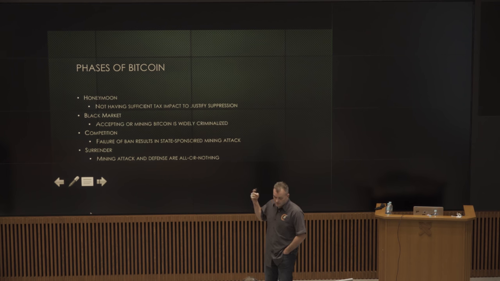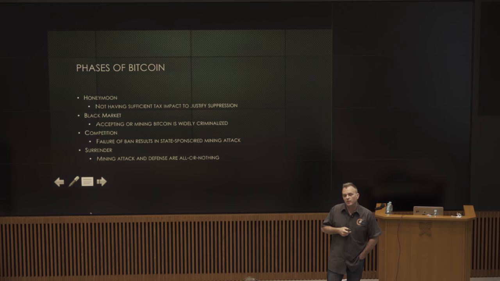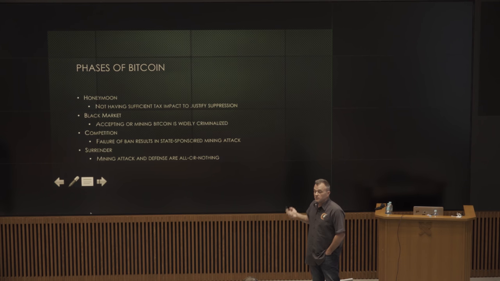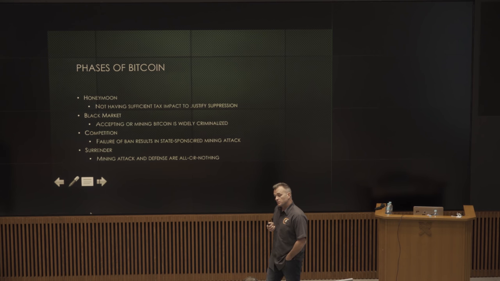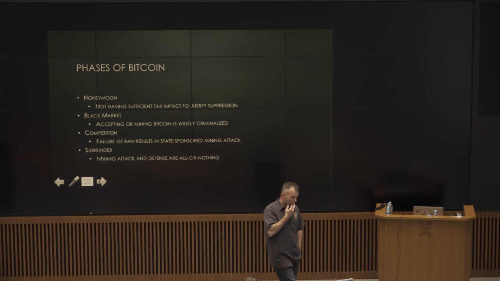Okay, so let's say the state's winning this 51% attack, and the market can't overpower it. What happens? Surrender. The market gives up. There's no more Bitcoin, basically, right? Or the state's losing, the market's winning. What happens? The state probably has to give up at some point. So I'll explain why.